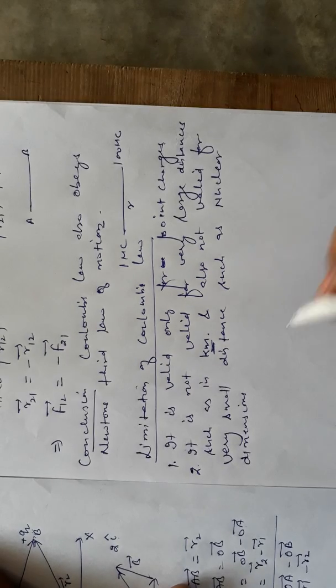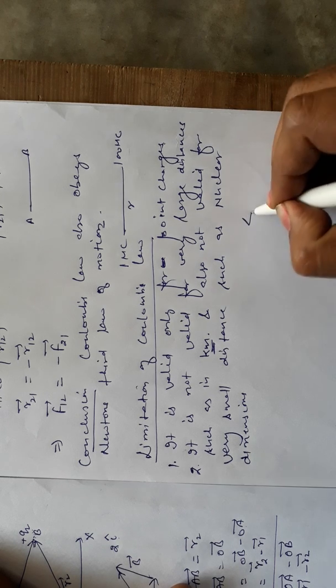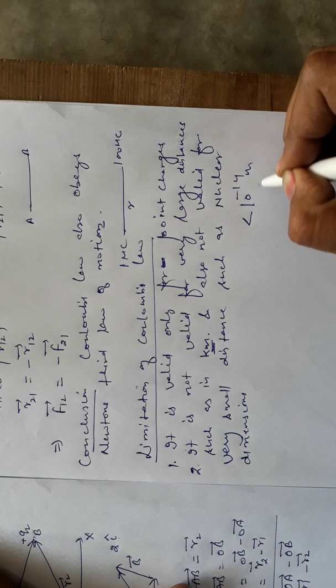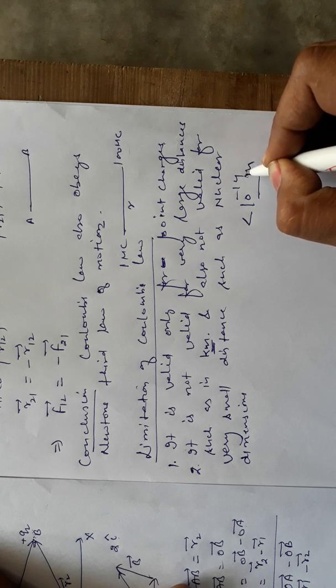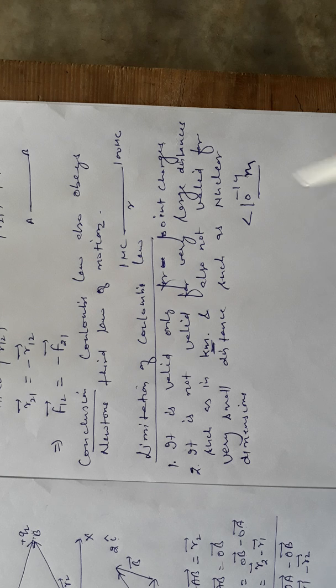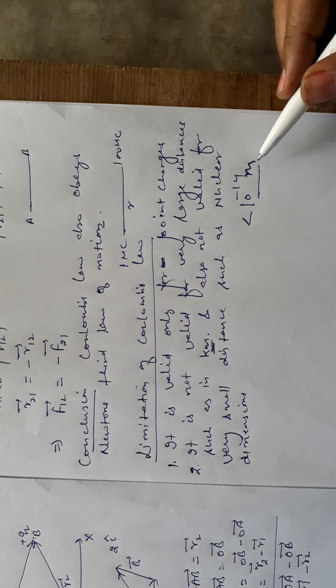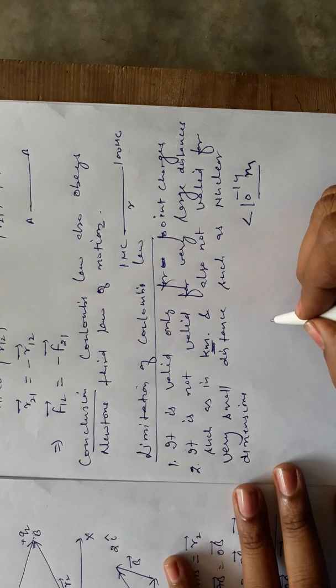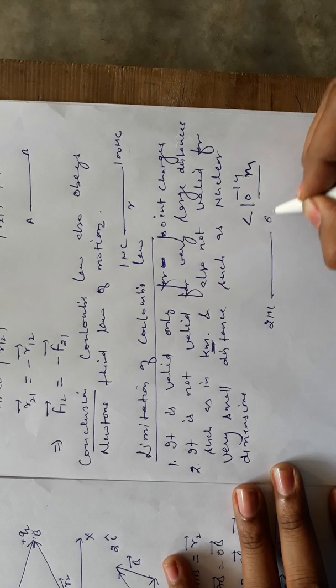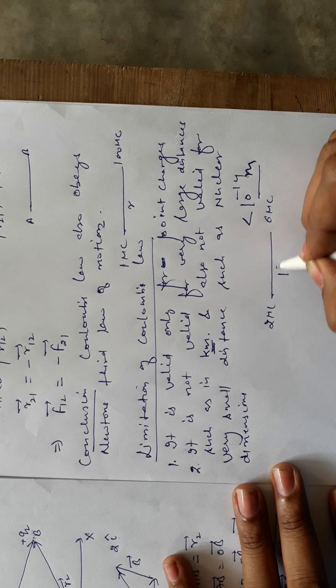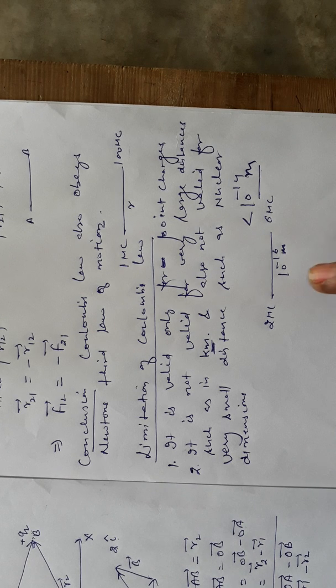For example, if the distance between the two charges is even less than 10 to the power minus 14 meter, which is nuclear dimension, the nuclear radius is of the order of 10 to the power minus 14 meter. Suppose this is a 2 microcoulomb charge and another one is a 6 microcoulomb charge, and they are separated by a distance of 10 to the power minus 16 meter. If the distance between the two charges is this much, which is less than the nuclear dimension, in this case also you need not apply Coulomb's law to find the electrostatic force between two point charges. So these are the two limitations of Coulomb's law.